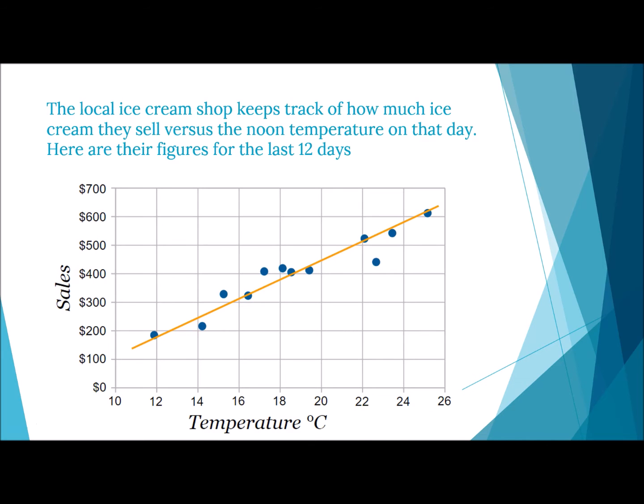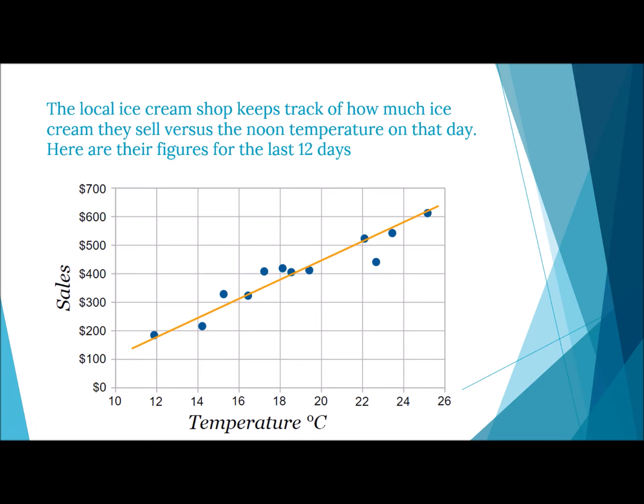So here's a scatter graph. It's the local ice cream shop, which keeps track of how much ice cream they sell versus the noon temperature on that day. Here are their figures for the last 10 days. The 10 days are the blue dots. You see temperature on the x and money on the y. And you can see the orange line is the line of best fit, so it has been possible to draw that line.